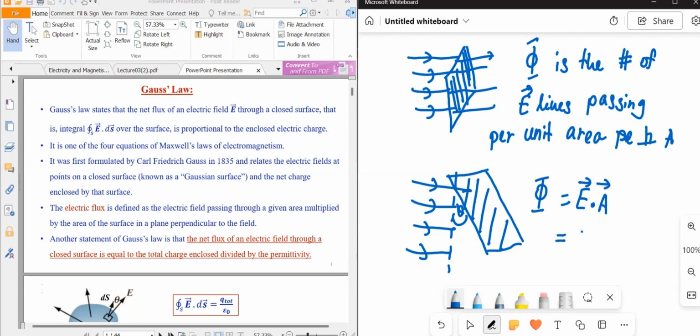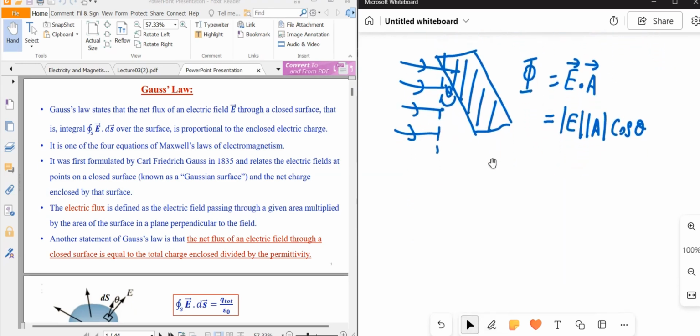Here we know E dot A is going to be the magnitude of E, magnitude of A, cos theta. So if the area is directly perpendicular, then we can just take psi equal to E times A. But if the area that we are considering is not perpendicular, then we need to consider the dot product to calculate the flux here. Now, what does Gauss law state? Gauss law states the net flux of an electric field through a closed surface. Now, we know what flux is, then see what a closed surface is.